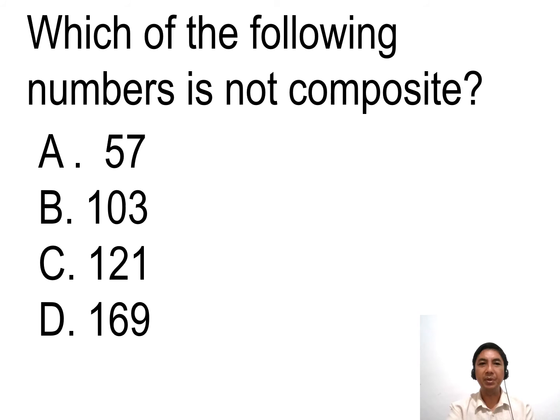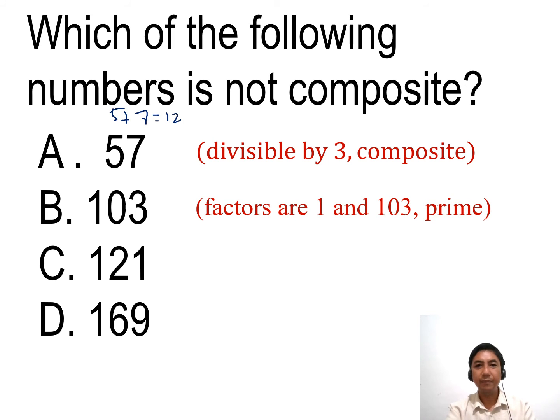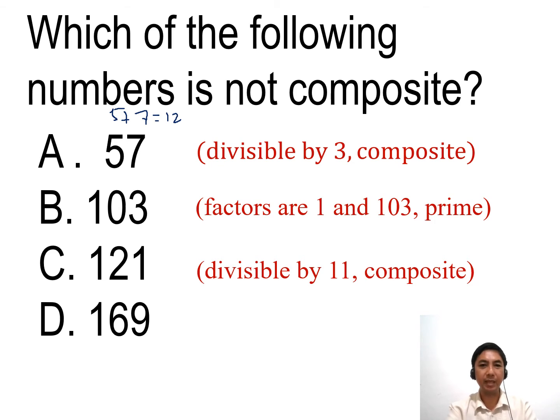Which of the following numbers is not composite? Meaning, prime. Sa letter A, 57 is divisible by 3 because 5 plus 7 is 12 and 12 is divisible by 3. Therefore, composite yan. 103, ang factors niya, 1 and 103 lang. Wala nang iba. So, prime number siya. Samantalang yung 121, perfect square yan, 11 times 11. Divisible by 11 yan. So, composite yan.